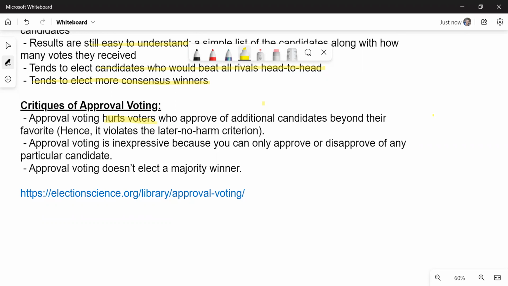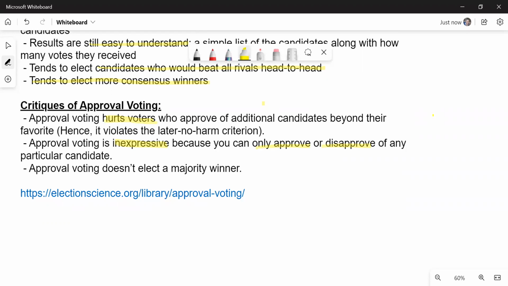The next one, approval voting is inexpressive. Now that's funny because earlier, we said it was expressive, right? It allowed you to say that there were multiple candidates that you liked, but it's inexpressive in the sense that you can only approve or disapprove of a candidate. It doesn't allow you to express anything more than that.